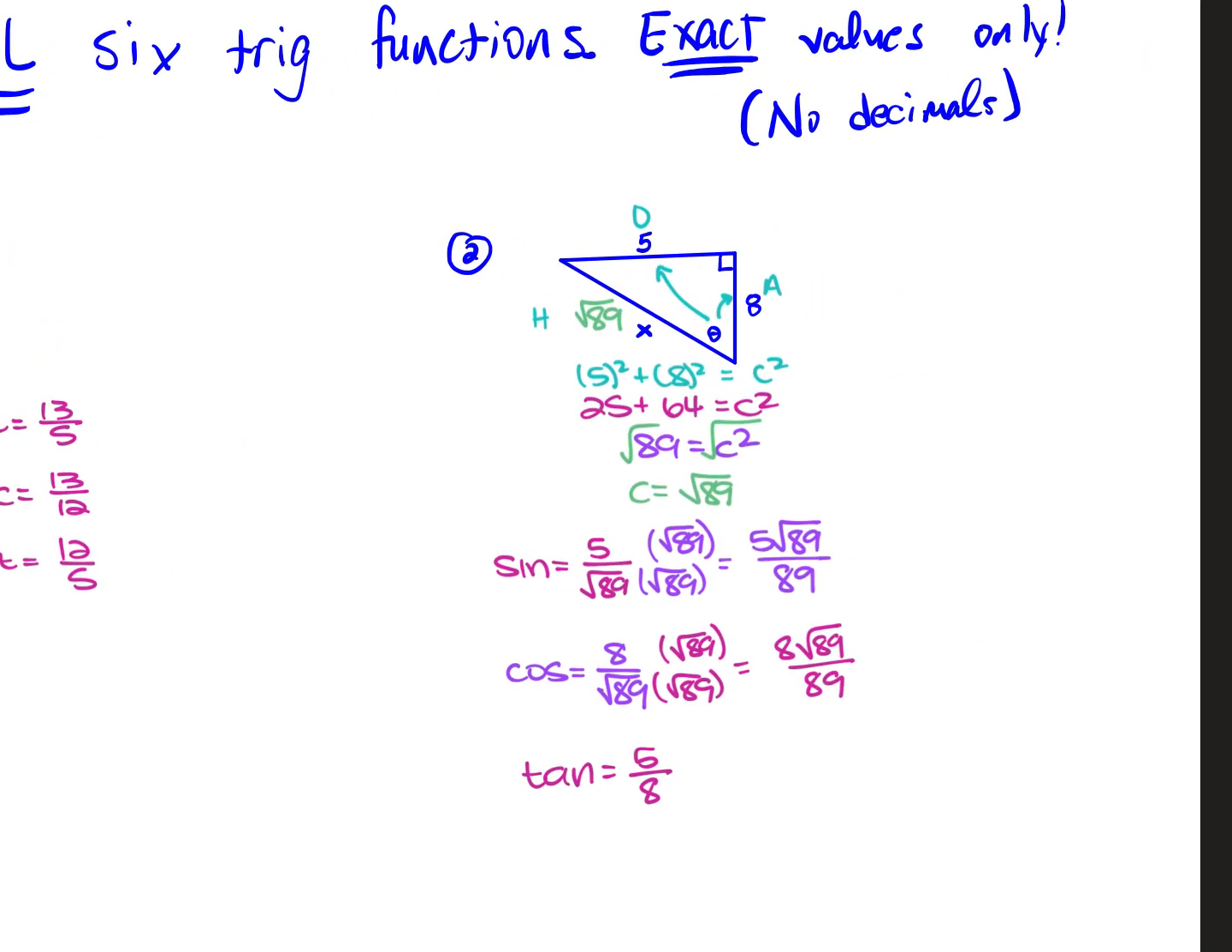For our reciprocal functions, for reciprocal of sine, that's cosecant. So that's going to be the square root of 89 over 5. For the reciprocal of cosine, that's secant. Again, reciprocal of the 8 over the square root of 89. So that's the square root of 89 over 8. And the reciprocal of tangent is cotangent. So that's just 8 over 5.